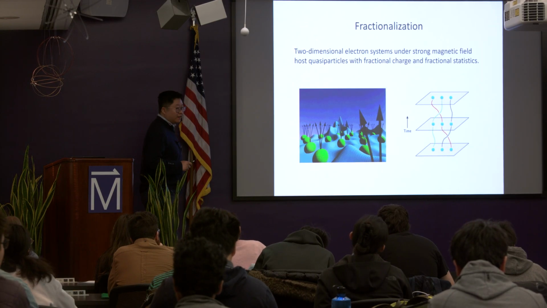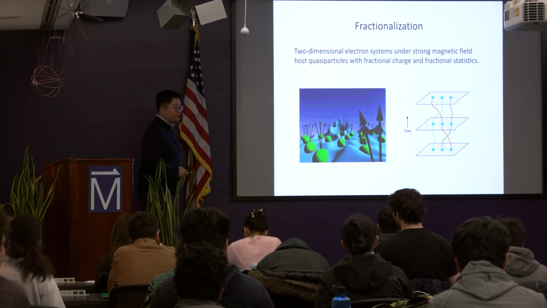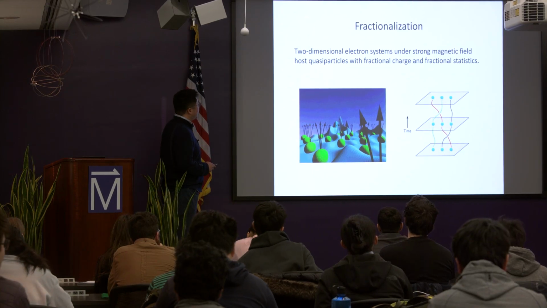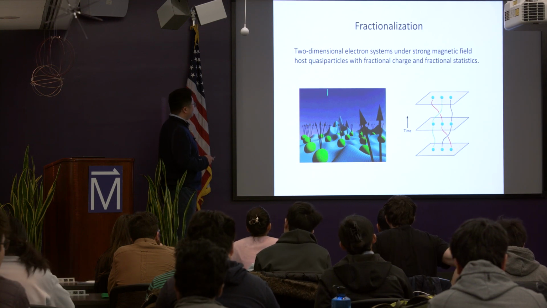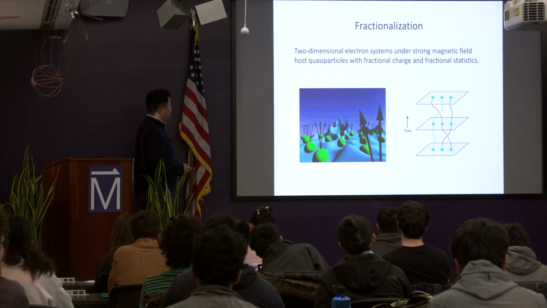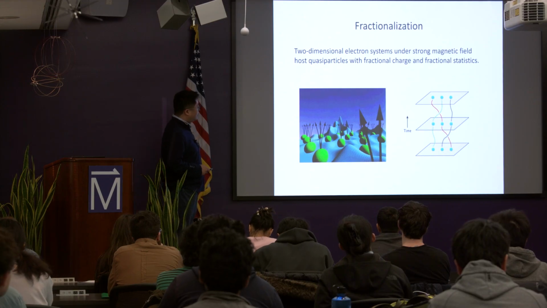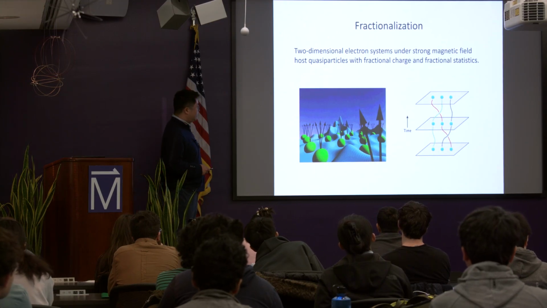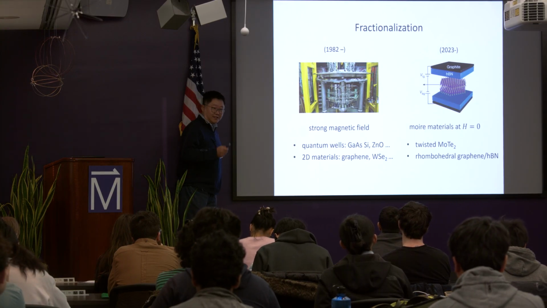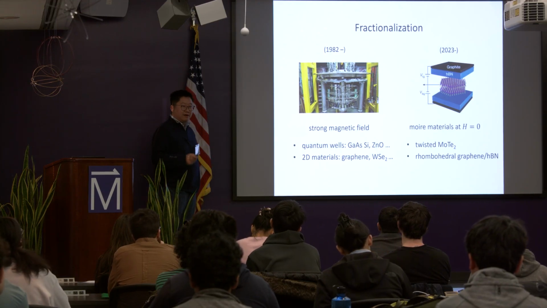So I'm sure you've heard a lot about the fractional quantum Hall effect already, but let me just briefly remind you. First, the quantum systems that show fractionalized excitations are quantum Hall systems. These are two-dimensional electron systems under a strong out-of-plane magnetic field. And in these systems, even though it's made of electrons, you get quasi-particles that carry fractional charge, and they obey fractional quantum statistics. And for many years, this has been the only system where quantum fractionalization has been demonstrated experimentally.